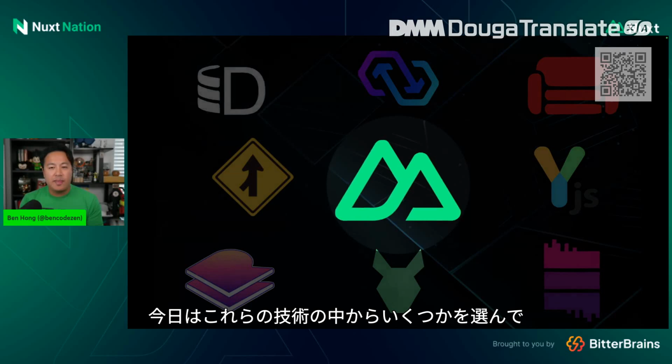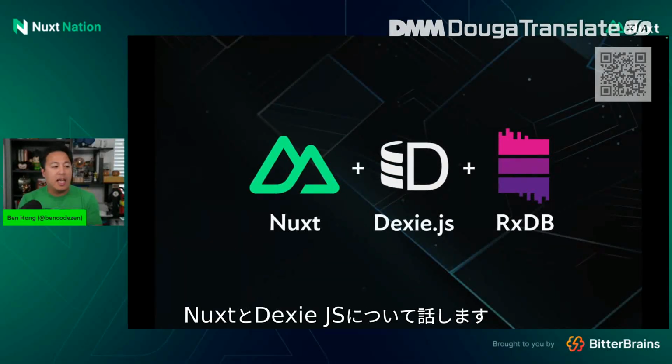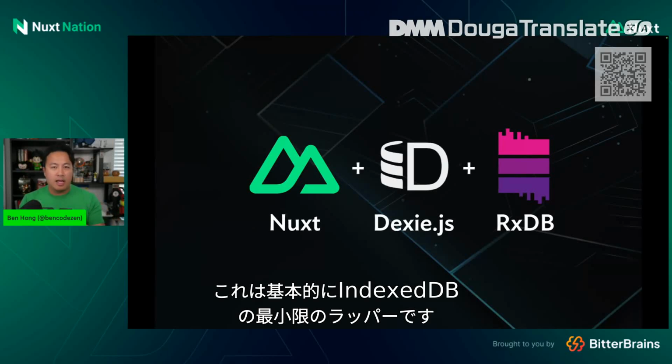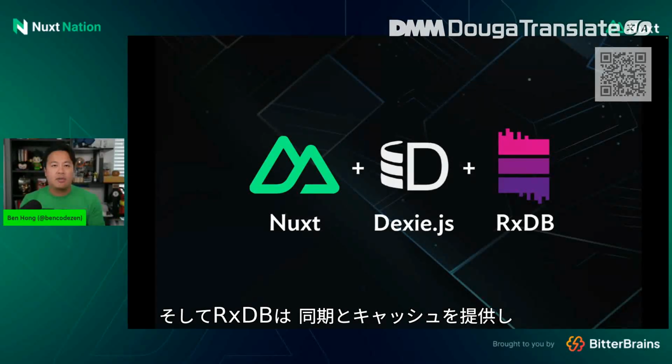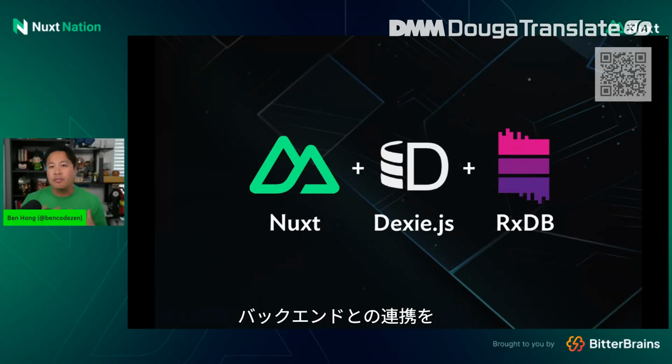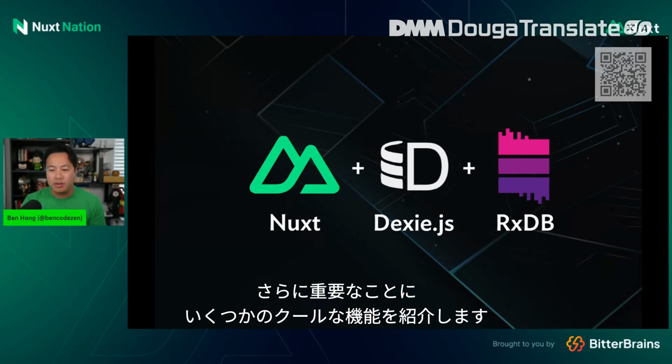And so we're going to cherry pick a couple of these technologies today. And we're going to talk about Nuxt with Dexie.js, which is basically a thin wrapper, a minimalist wrapper around IndexedDB. And then RxDB, which basically helps to provide the syncing and caching that will make the experience of working with a backend feel pretty intuitive and, more importantly, show some pretty cool stuff.